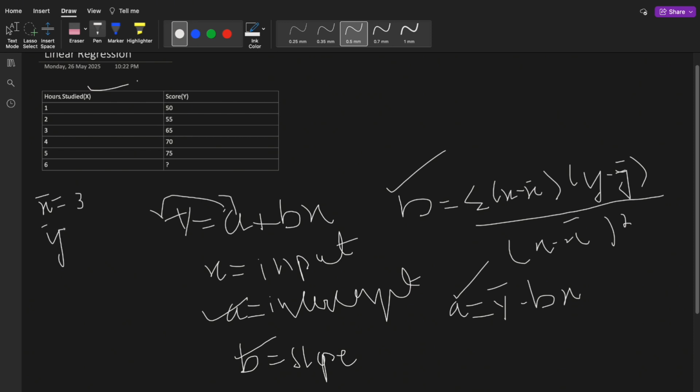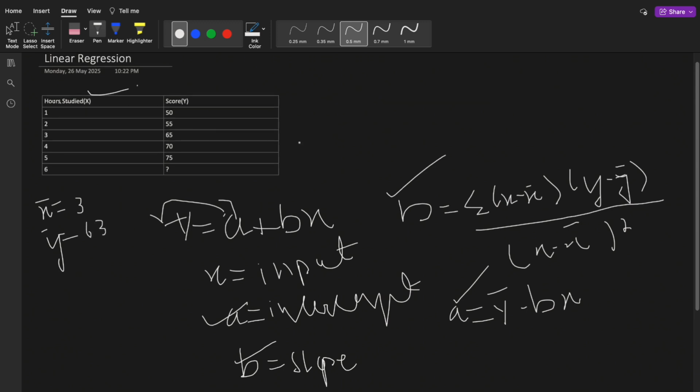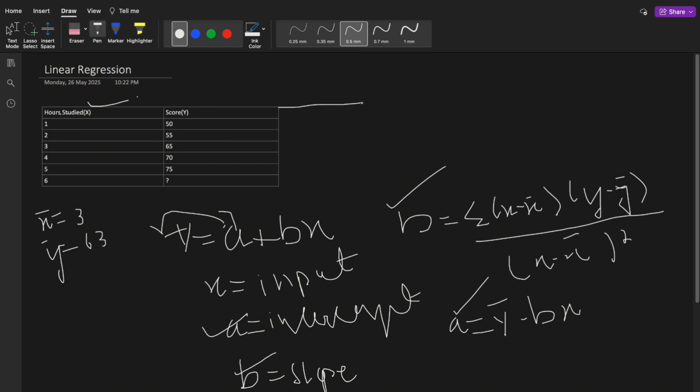So y mean would be 63. Now let's plot it with a column here, and this is x minus x mean. So let's just subtract the values, and if you subtract 1 minus 3, that would be minus 2, then minus 1, then 0, then 1, then 2.